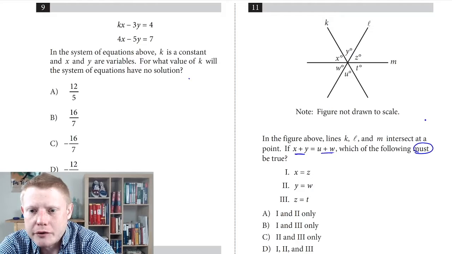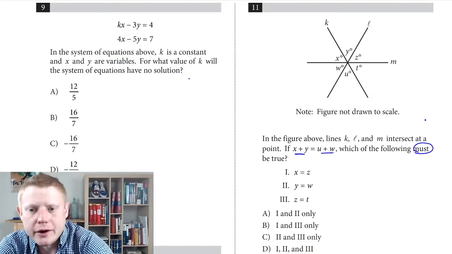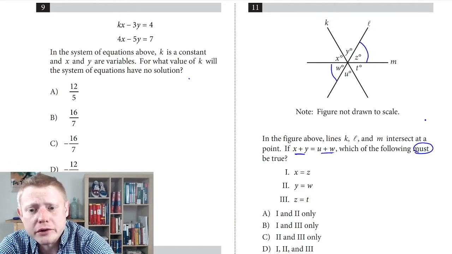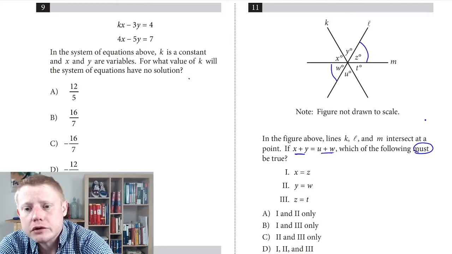I can mark that up if I want, but I might just hold off on that right now and mark my vertical angles first. Either way would be fine. I'm going to mark my vertical angles because it's the only other piece of information I have, and I'm probably going to need it because this alone does not look like enough to solve. So I know that w and z are equal. I know that y and u are equal.